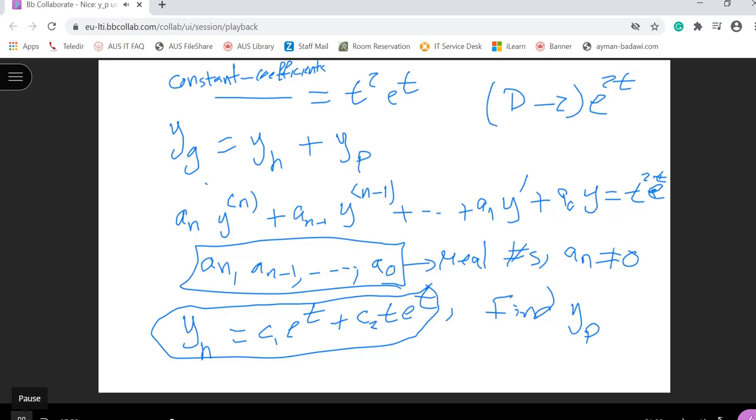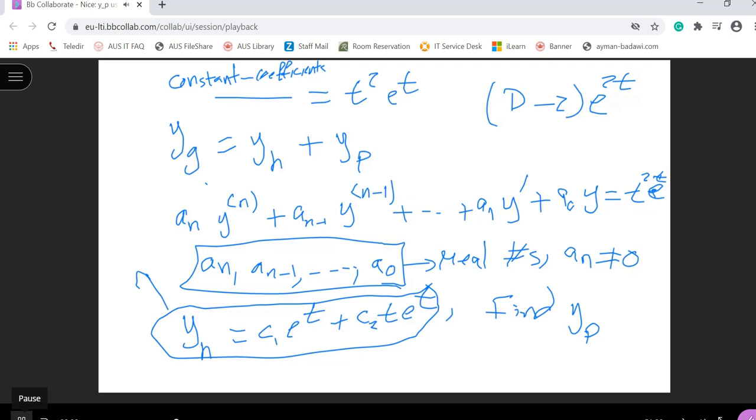To find the general form of y particular, and here I should mention the characteristic polynomial. How did we come up with y homogeneous? There is one step missing here. Definitely that means my differential equation here.